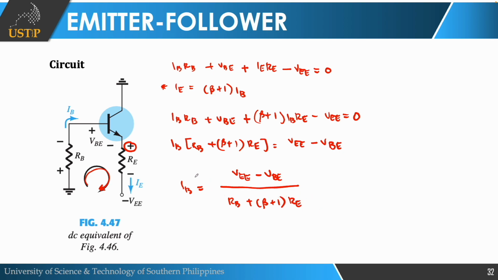And then on the output side, because this is still your collector, and this is your emitter, this is your VCE. So if we apply KVL in this loop, we can get VCE plus IERE minus VEE equals 0. So we can get an expression of VCE that is equal to VEE minus IERE.